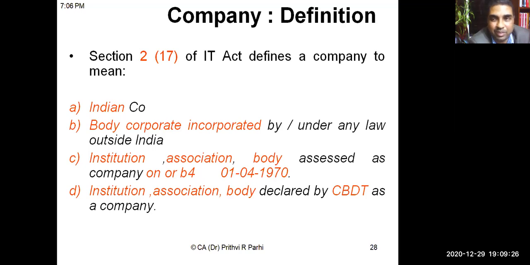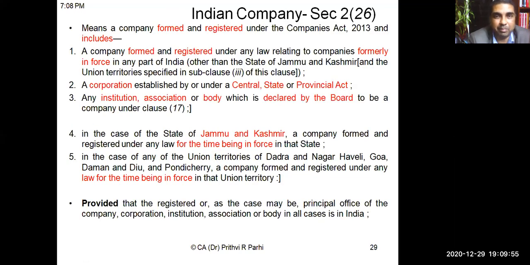But here we have to understand what is the meaning of Indian company, and then only you will be able to understand what is the meaning of body corporate. But this thing you have to remember: under income tax law, the definition of company is different from the definition provided in the Companies Act 2013. Please remember this. Now, to understand the definition of Indian company, first of all, we have to refer to section 2, clause 26.